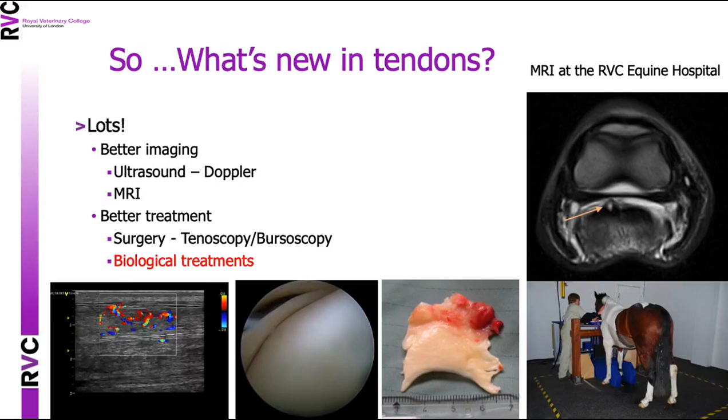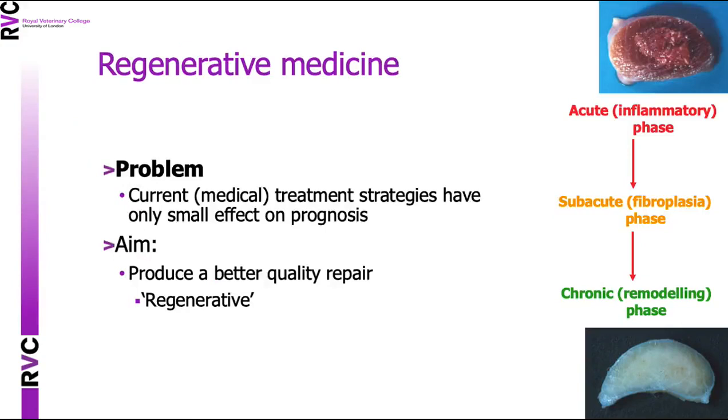So we're interested in trying to develop treatments that will improve the healing in those situations. As a result, we have become interested in the use of biological treatments to try and induce a regenerative response, so-called regenerative medicine. This is because many of the current medical treatment strategies have only a small effect on prognosis. In other words, they're relatively ineffective. So what we want to try and do is improve function and quality of repair.